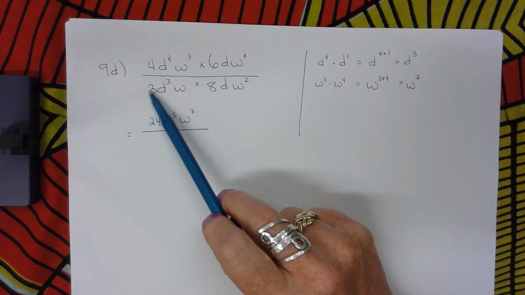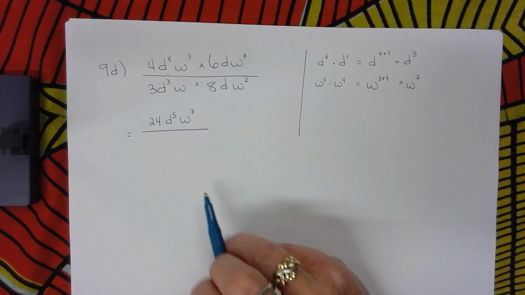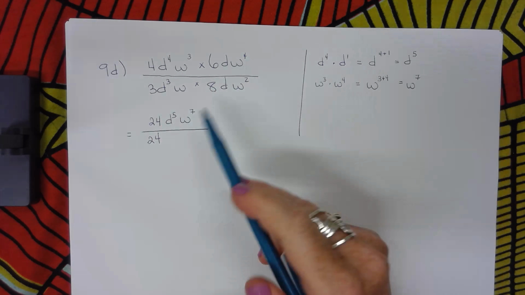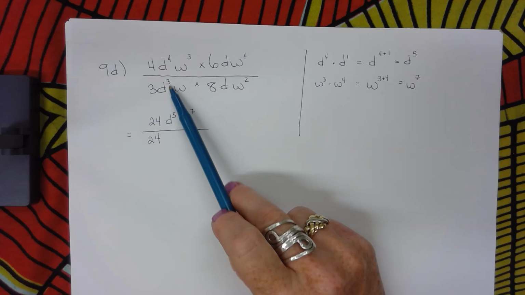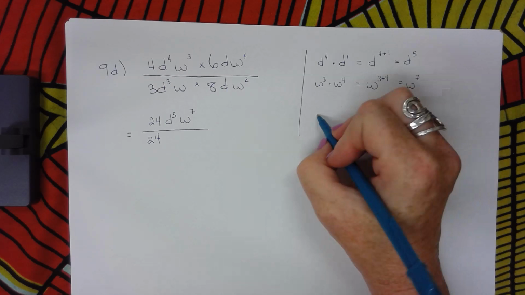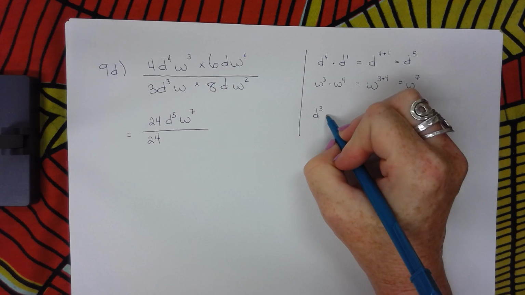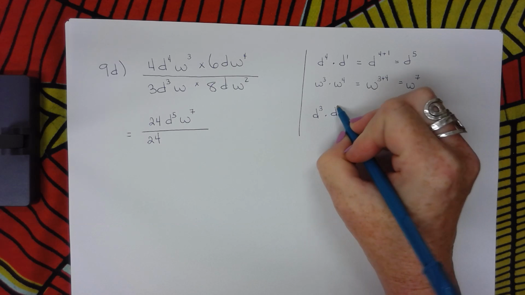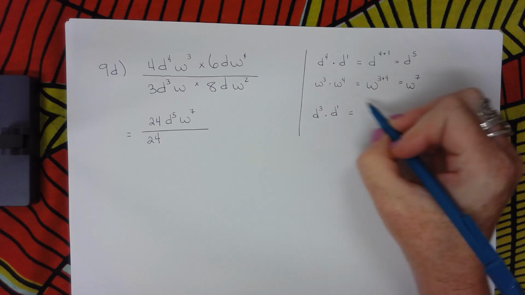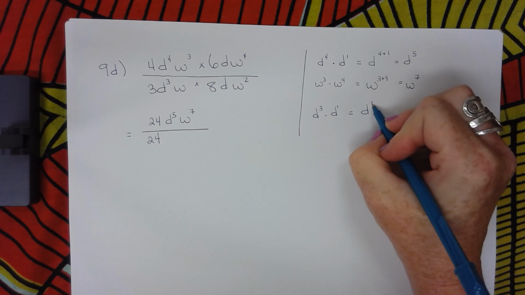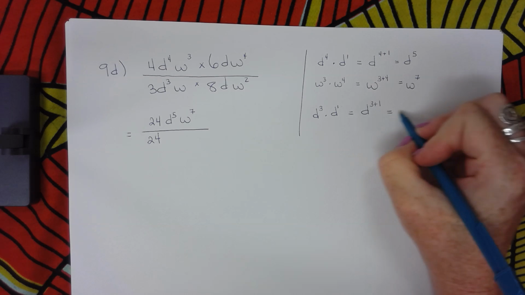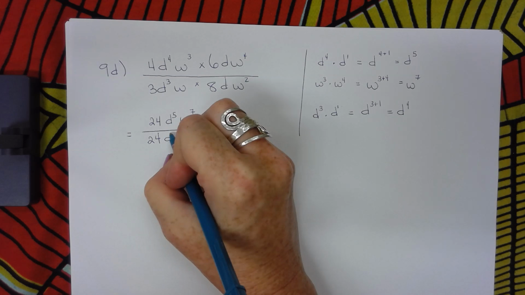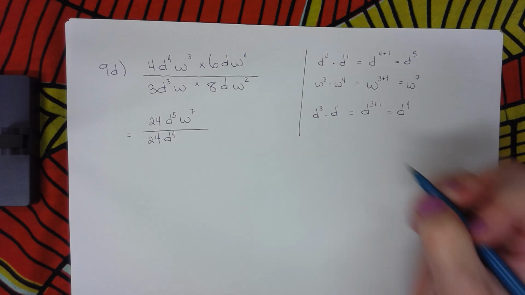Here I have a 3 and an 8, so I'm going to multiply 3 by 8, and when I do that I get 24. Now I have a d to the exponent 3 and a d, so when I multiply those together, I have d to the exponent 3 times d. Remember, this is just d one time, so then I add the exponents, so I have d to the 3 plus 1, which is equal to d to the 4. So in the denominator, I'm going to write d to the exponent 4.